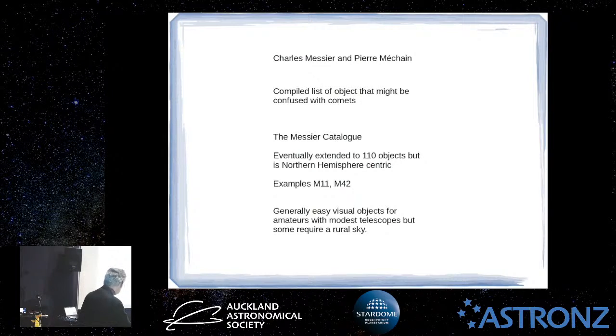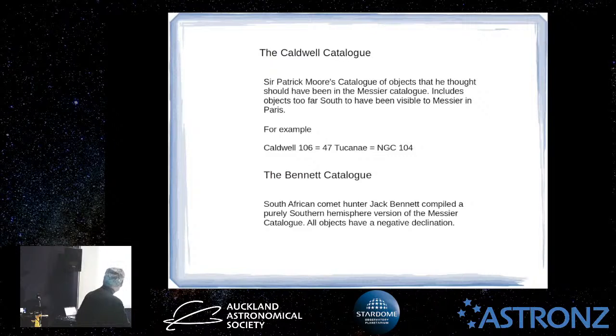So generally these are pretty easy objects to see in a small telescope, but you often will find you need a dark sky, so the centre of Auckland isn't a great place for observing these things. So Patrick Moore decided that Messier had missed a lot of objects and he had nothing much in the southern hemisphere. So he came up with this catalogue called the Caldwell catalogue, which was the same sort of idea, that it would have objects that would be of a lot of interest to amateur astronomers, but it would cover the southern hemisphere as well as some objects that were missed from the northern hemisphere that Messier missed.